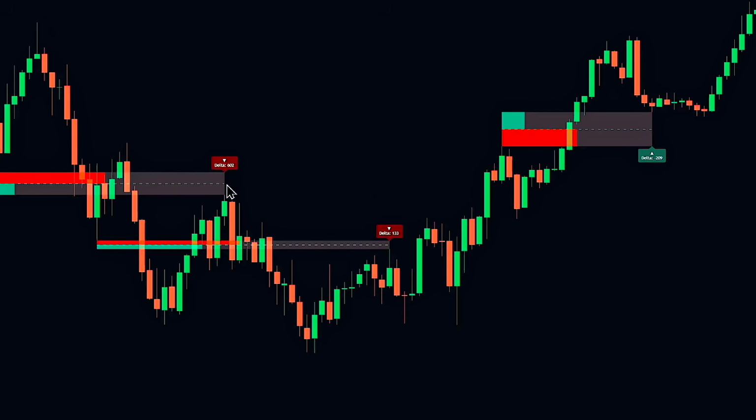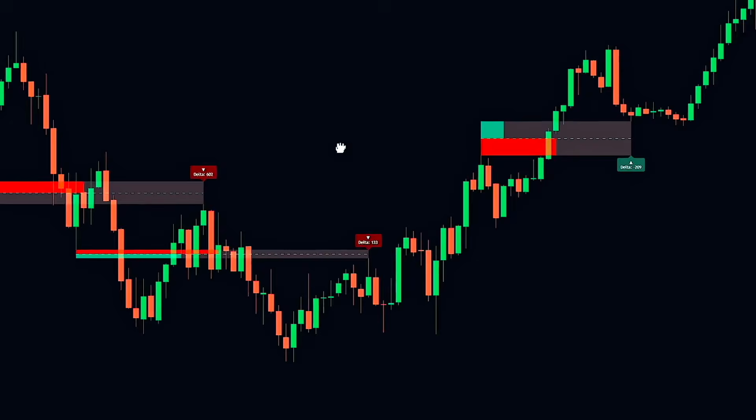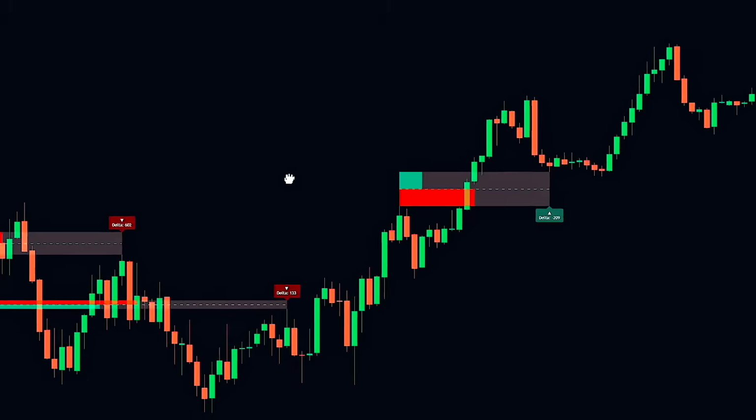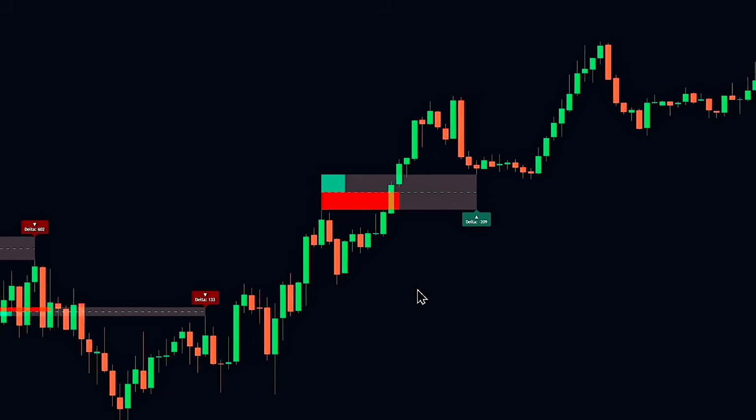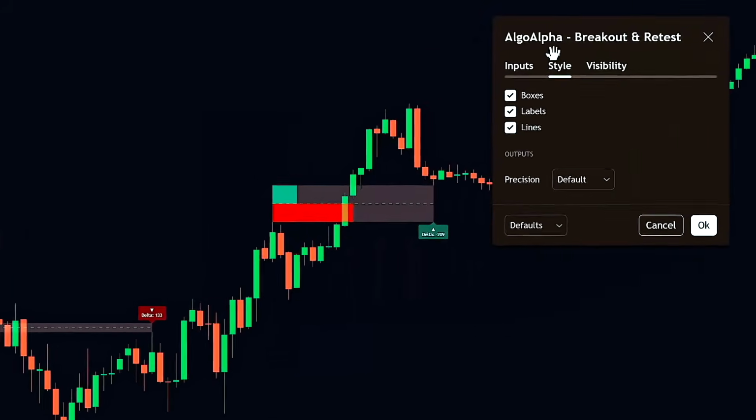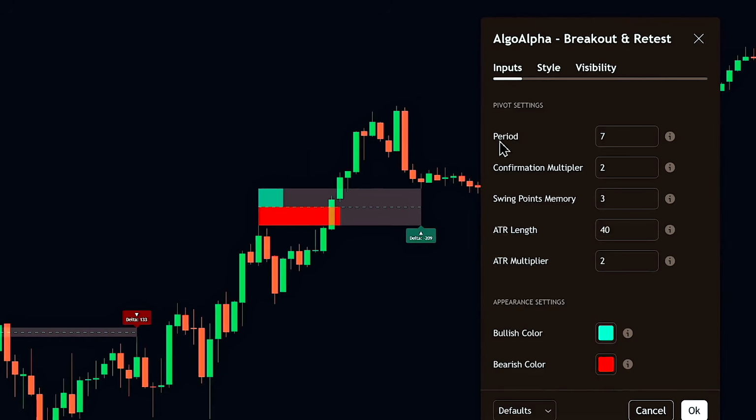Now let's move on and talk about how flexible this tool is by exploring its settings. This indicator offers a bunch of custom settings. In the inputs, you'll see an option for pivot detection period that tells the tool how many candles to look back to find support or resistance areas. I'm going to keep mine at the default.